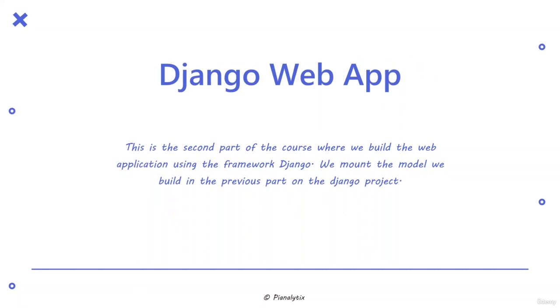Next is the Django web app, basically creating our web application. So this is the second part of the course where we build the web application using the framework Django. We mount the model we built in the previous part on the Django project here.